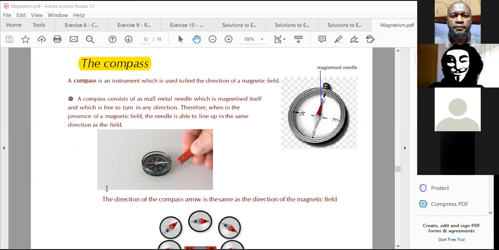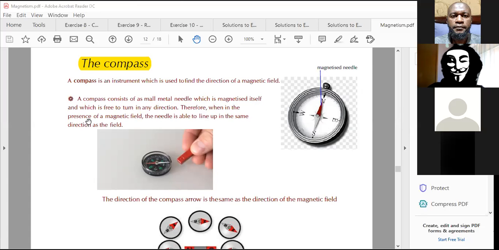We've got the compass. The compass is an instrument which is used to find the direction of magnetic field. So a compass, you're going to have your cardinal points, your north, south, east, and west. And you can still have other compasses with northwest, northeast, southwest, southeast. All right, so you've got the needle there, that is magnetic. So you've got a magnetized needle. And at the center, you've got a pin there, which is like the pivot where it rotates. Right, a compass consists of a small metal needle, which is magnetized itself and which is free to turn in any direction.